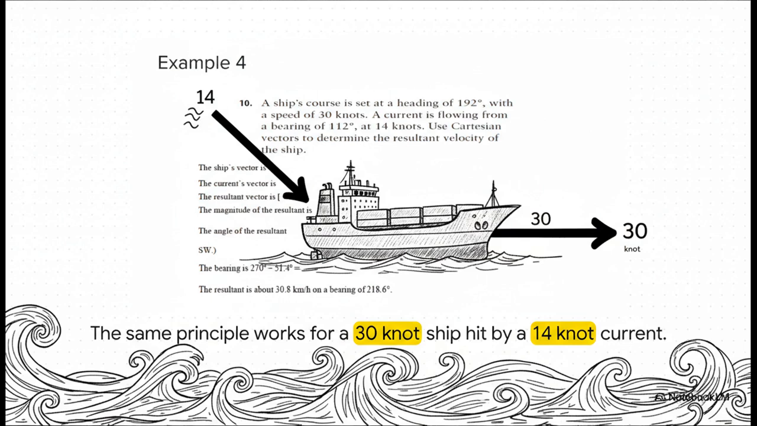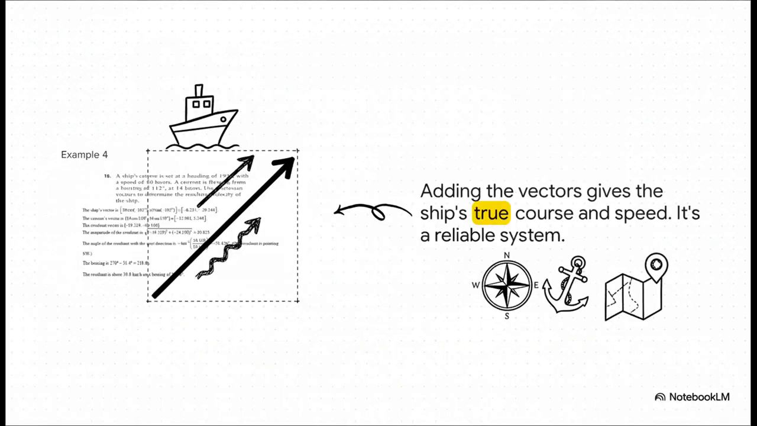And this doesn't just work for planes. The exact same idea applies to, say, a ship that's pushing forward at 30 knots while being shoved sideways by a 14-knot current. It's the same problem, just on the water. And yep, the math is just as reliable at sea. We add the ship's vector to the current's vector, and that resultant gives us the true course and speed. It is a beautifully consistent system.